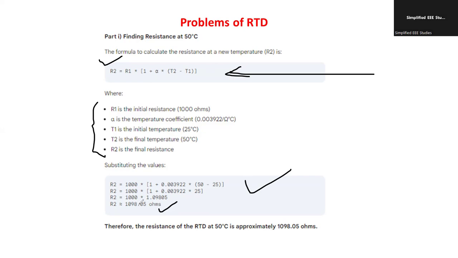R2 is equal to 10098.05 ohms. Definitely you will be getting the 3 marks. Now let us work on another 4 marks. How to earn another 4 marks?